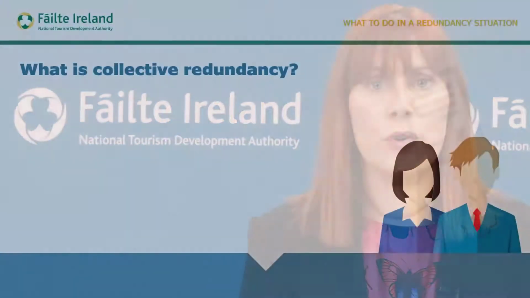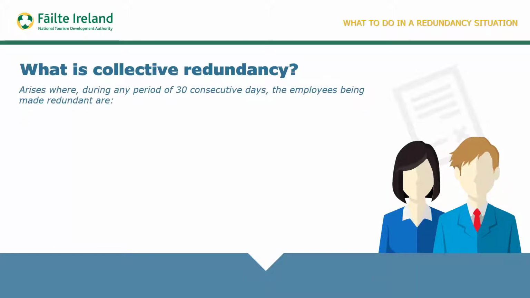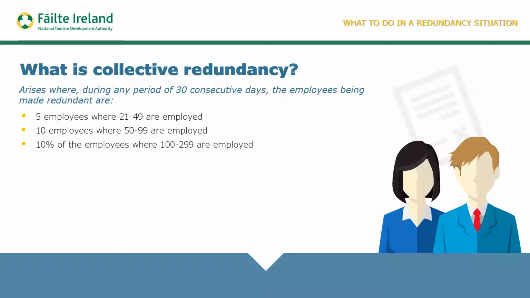When a number of employees are being made redundant within a 30-day period, this is known as a collective redundancy, which arises where during any period of 30 consecutive days, the employees are being made redundant as follows. So 5 employees where there are 21 to 49 employed, 10 employees where there is 50 to 99 employed, or 10% of the employees where there's over 100 up to 299, or 30 employees where there's 300 or more employed.